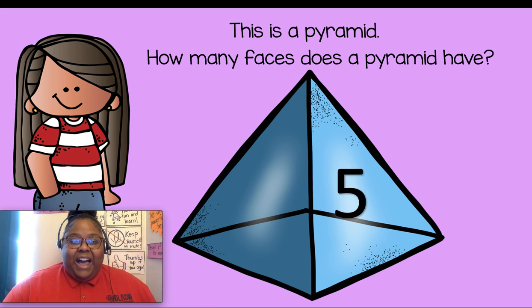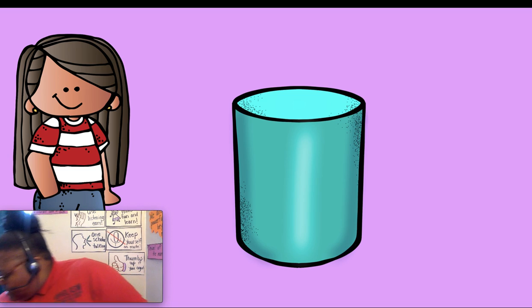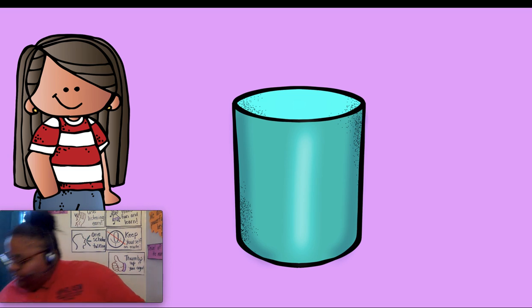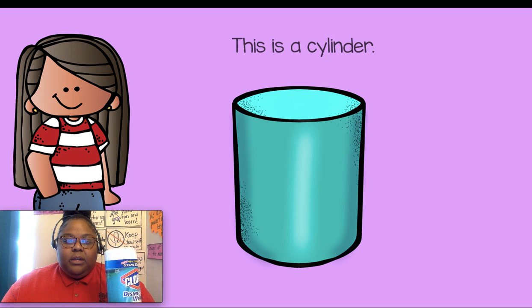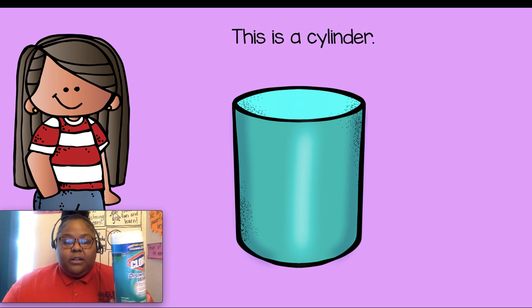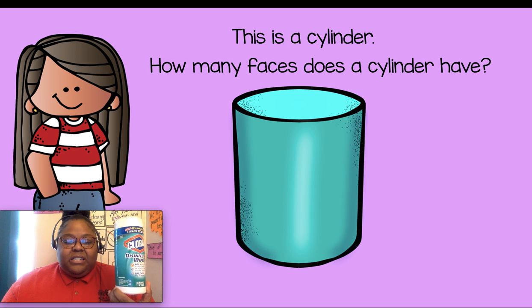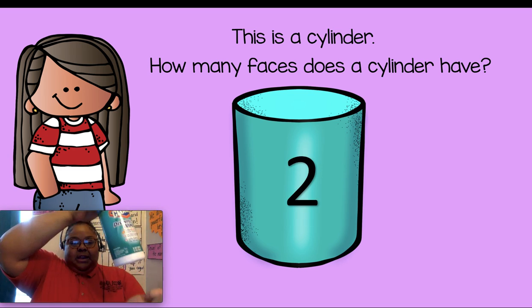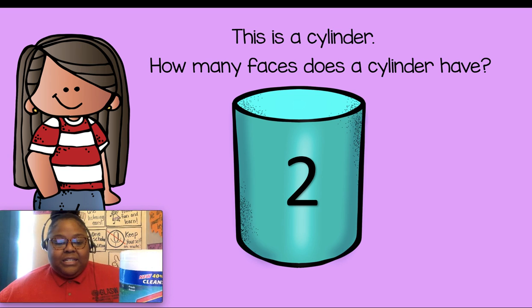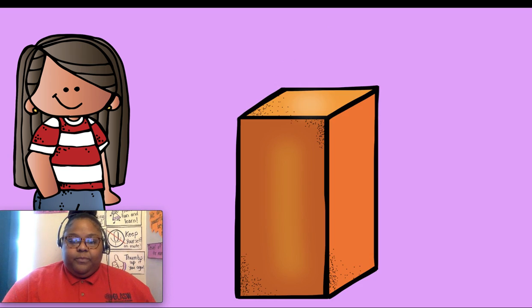It has 5 flat surfaces. Oh, I found this shape in my house. I found my Clorox wipes. We need these, right? This is a cylinder. How many faces does a cylinder have? 2. It has a top and a bottom. I can sit this down and it has a top and a bottom.